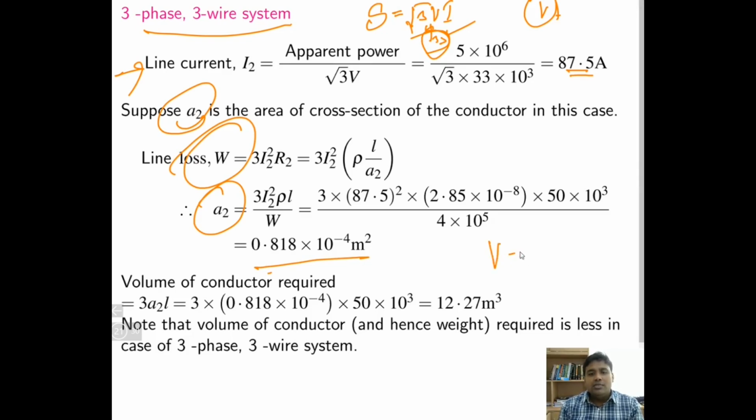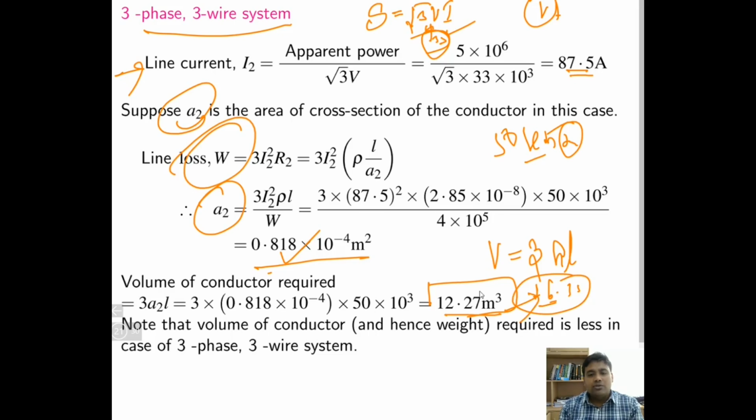Similarly, the volume is equal to area into length, but you have 3 conductors, so 3 into area into length. Substitute the value of area from here, and your length was 50 kilometer. Convert that into meter, and you will get 12.27 meter cube. Earlier your volume was 16.35, which was quite more as compared to the third case. So here we can see that if you have a 3-phase 3-wire system, you can have a saving of copper as compared to the single phase system.